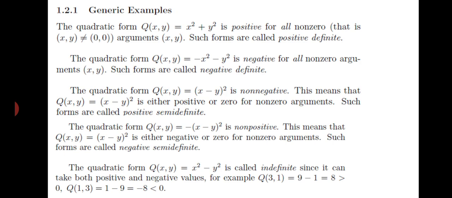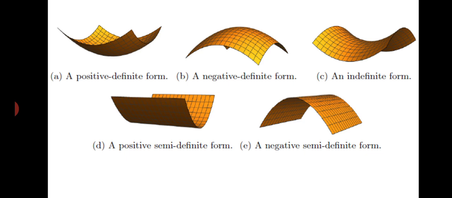Either it is positive or 0. Similarly, if the quadratic form Q(x,y) is defined as the minus of (x minus y) whole square, it will give either a negative value or 0. Such a function is said to be negative semi-definite. With the help of this example, you can understand this. Now come to the picture.